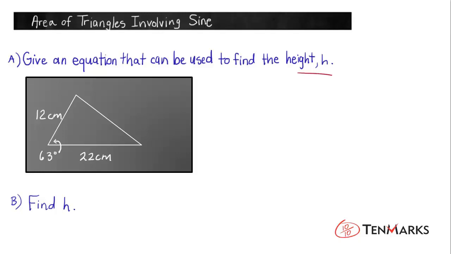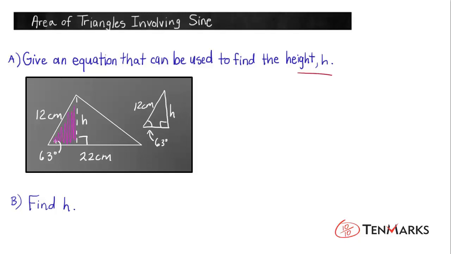Now we need to also label the height, so we'll drop a perpendicular from this highest point and make a 90-degree angle here and label this h. To answer this question, we're just going to focus on this right triangle right here. So let me sketch that off to the side. And we'll have 12 centimeters for the hypotenuse and a 63-degree angle here. And we're looking for this height. We don't know what the base is, but we don't need that measure.